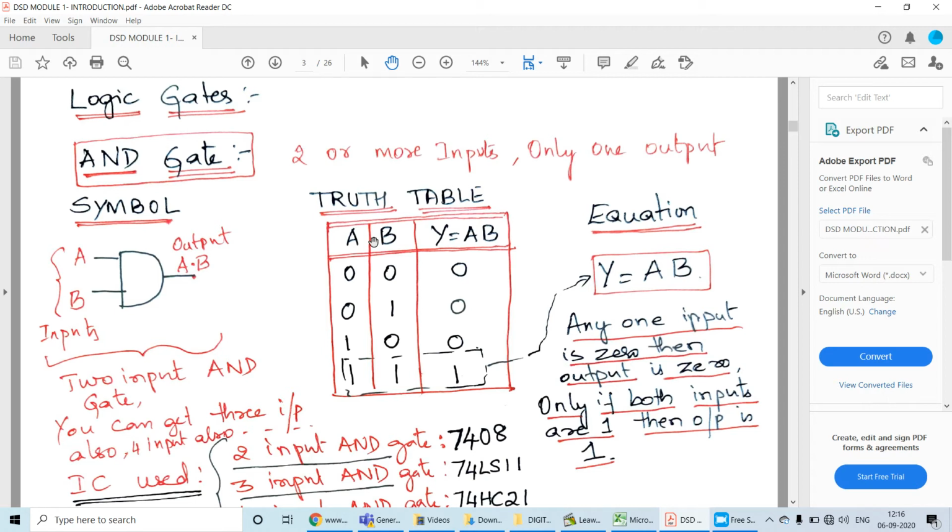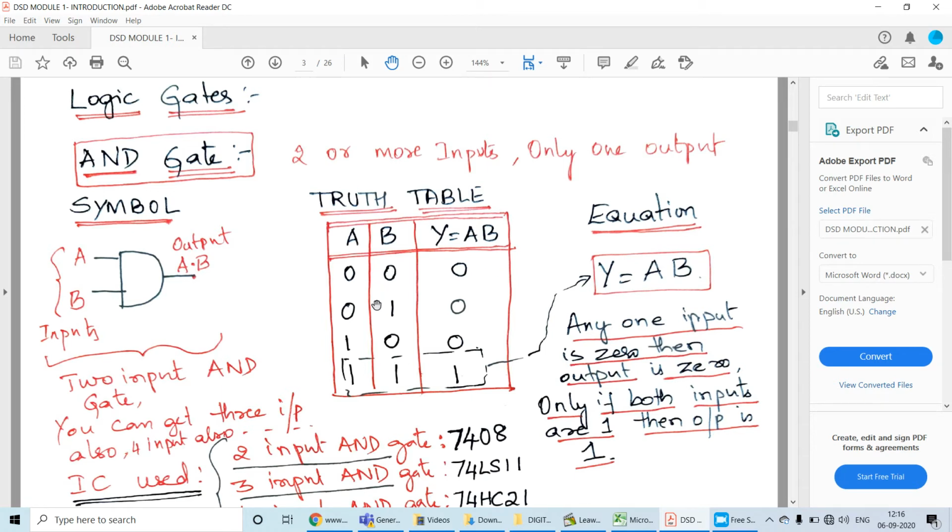Three inputs, 2 power 3, which is 8 combinations, and so on. So 2 power n, where n is the number of inputs. So here 0 0, 0 1, 1 0, 1 1 are the 4 combinations. 0 ANDed with 0 is 0. For any AND gate, both inputs should be 1, then only the output will be 1. And for all other 3 combinations it is 0 because any one input is 0.